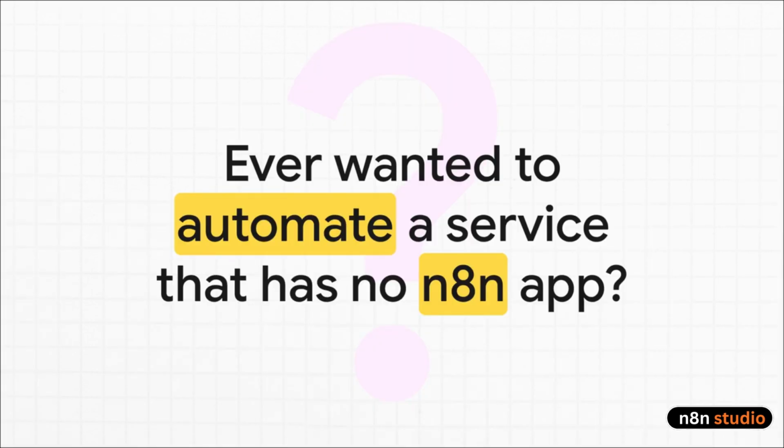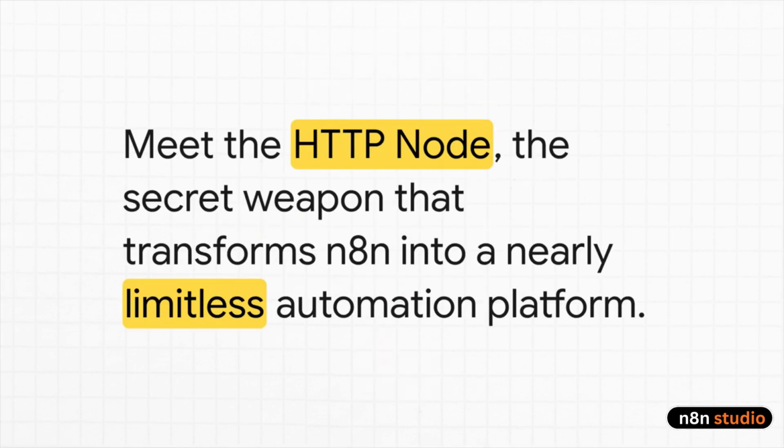So picture this. You're building this awesome workflow. Everything's going great. And then you hit a wall. You need to connect to some service, maybe a custom tool your company uses, but there's no dedicated n8n node for it. It's super frustrating, right? But what if I told you there's a kind of master key that can unlock almost all of those doors? Well, here it is, the HTTP node.